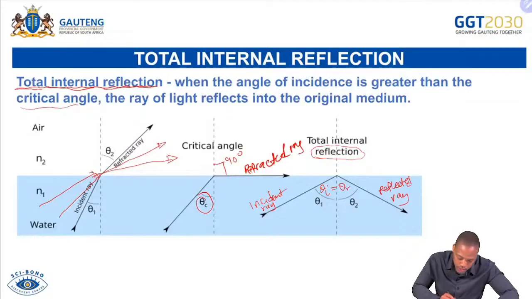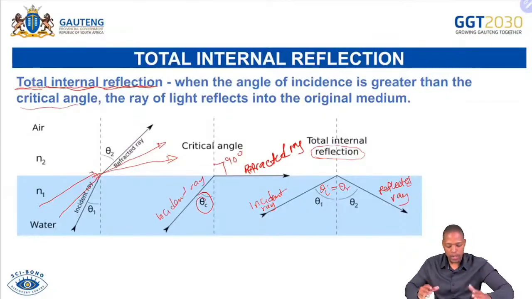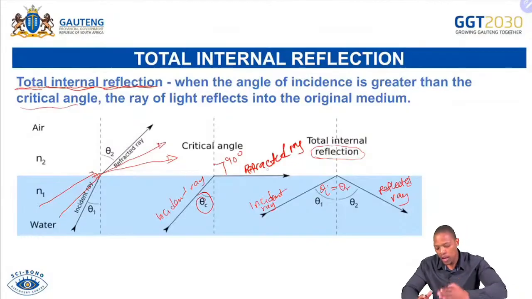Okay, so you have changed this thing altogether. This will always be incident. So it was incident, refracted, incident, refracted, but then you had an angle that was greater than the critical angle.